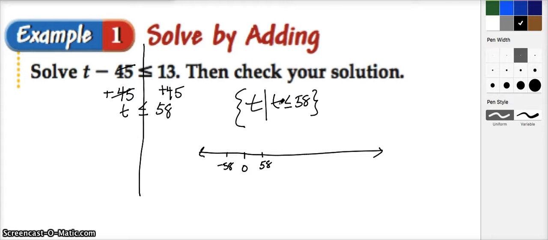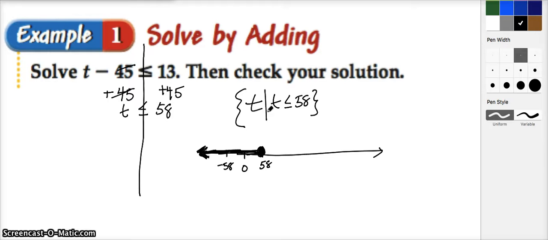And so I know that t can equal 58 because it says less than or equal to 58. So if t can equal 58, I'm going to put a solid dot on 58 saying that yes, you can be 58. And then I'm going to shade in this direction, in the less than direction, to say that all the answer choices that are going to work for this inequality would be written in this way. So this is the answer. How do I check my solution?